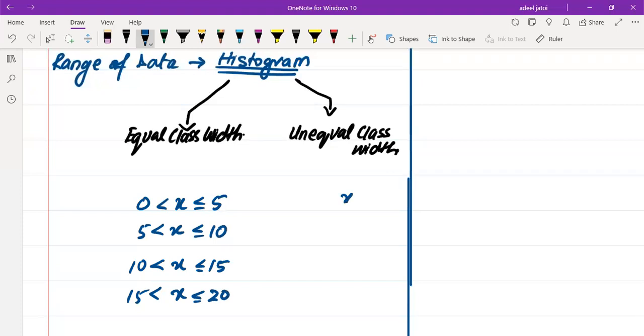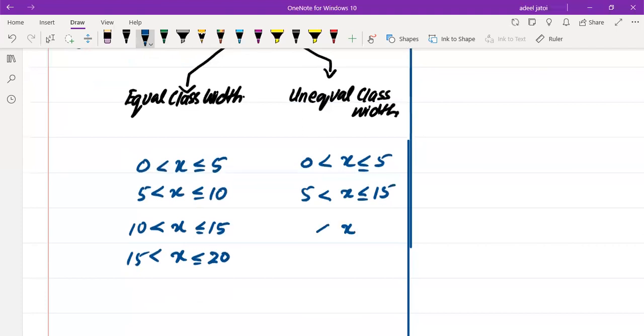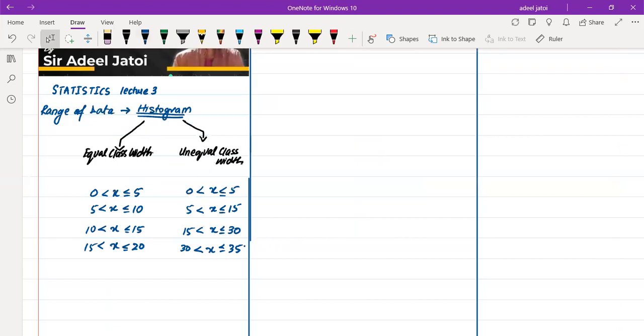Whereas if we talk about unequal classes, if x is greater than 0, less than or equal to 5, now we will have a difference of more than 5. That means it can be 15, so 5 and 15 has a difference of 10. Similarly, if x is greater than 15, less than or equal to, let's say, 30, if x is greater than 30 and less than or equal to 35. So when we work upon a histogram, you will be having data, and the data will be summarized through the class width of it.